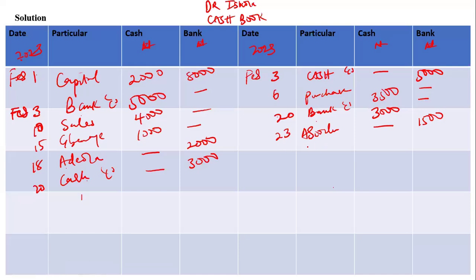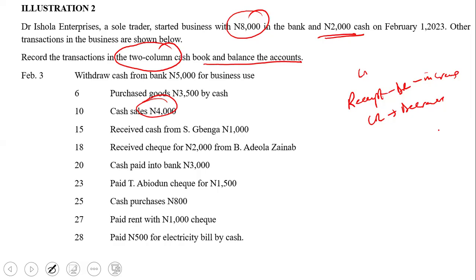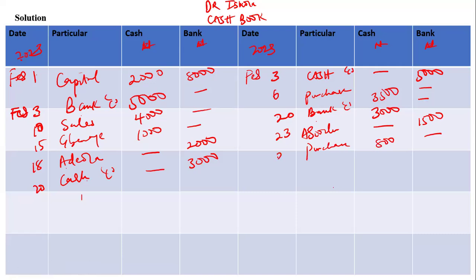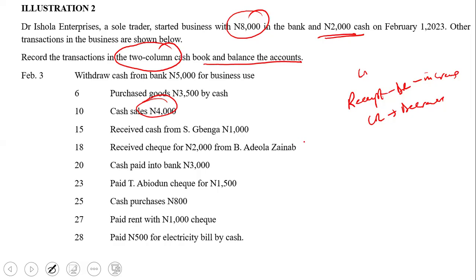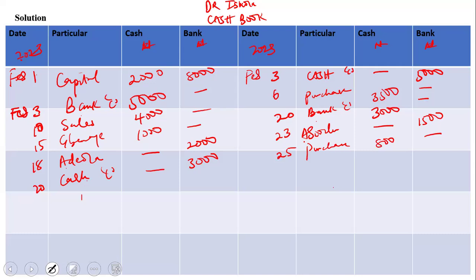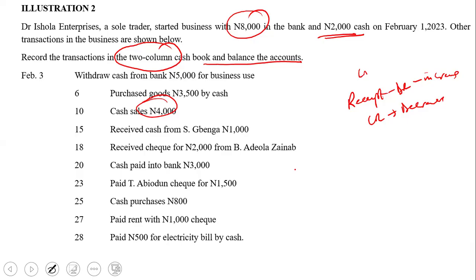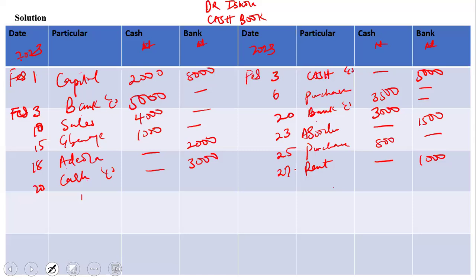Next, cash purchases 800. So we are still coming here. Purchases 800. We need to get the date because of the transaction. So we have here 26th. Next, we have paid rent 1,000 by check. So we have rent, 1,000 by check. And what's the date? 27th. Next, we'll move on. We have paid 500 for electricity bill. So that's the 28th. We have electricity, and that's 500. Now that marks the end.